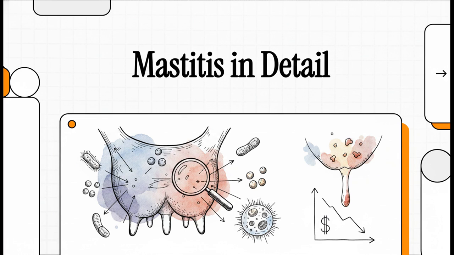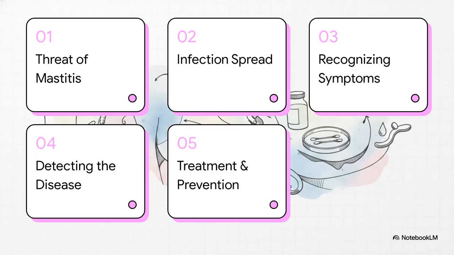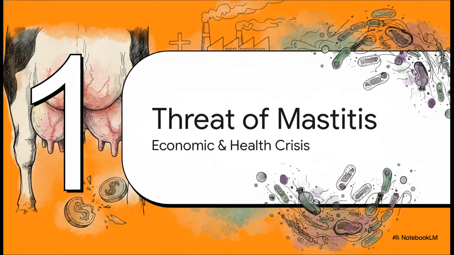So in this explainer, we're going to unpack the microscopic warfare happening right inside the udder, the drastic clinical signs, and the rigorous science we use to fight back. Let's get into it. Here is our roadmap for today. We'll cover the threat of mastitis, how the infection spreads, recognizing the symptoms, detecting the disease, and finally, treatment and prevention. So, Part 1, the threat of mastitis, a zoonotic and economic crisis.